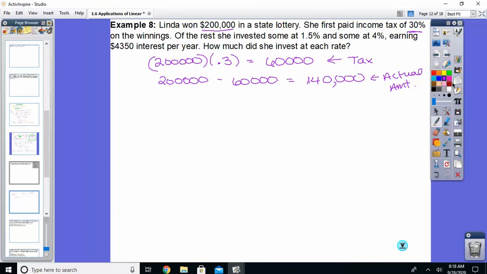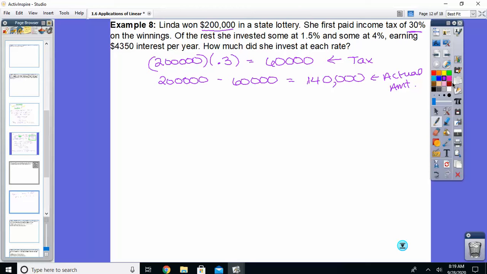So we're really only dealing with $140,000 here. I don't need to ever think about that $200,000 again. She never saw all of that. The only thing she's seeing is $140,000. Okay, now she's going to make some investments. She's putting some in an investment at 1.5% and some in an investment at 4%.